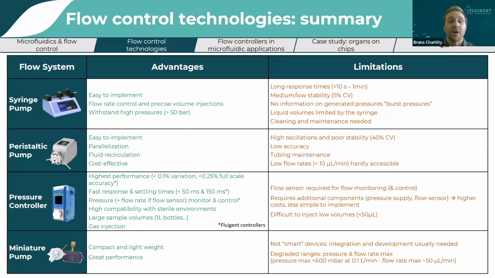So using pressure control, you will get the best performance. In terms of stability and response time, you will have access to the pressure and the flow rate that you can also control depending on the technology you are using. It's also convenient for sterile environments as well as to couple it with a bottle, for instance. The limitations are that you need to couple it with a flow sensor in the fluidic line. And in addition, if you don't have a pressure supply at your laboratory, you will need to get an external pump. So a pressure pump, a flow sensor, a pressure controller. That leads to eventually higher cost as well as higher time of implementation.